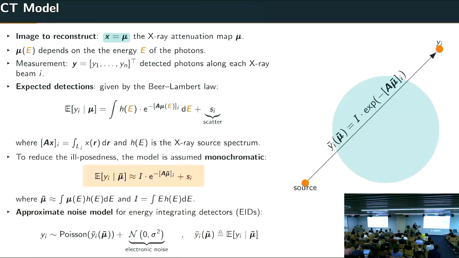So to reduce the ill-posedness, we assume that the model is monochromatic and the image we reconstruct is an average attenuation image over the energy spectrum. And we have an approximate noise model. So we have a Poisson noise plus a Gaussian term, which models the electronic noise. So this is an approximated noise model.